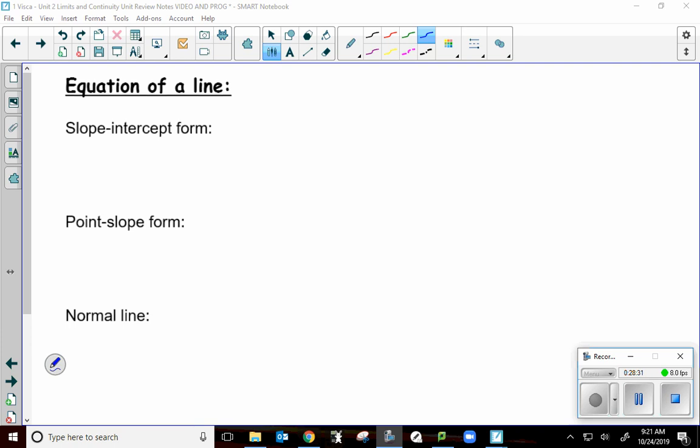Equation of a line. You will be asked to come up with an equation of a tangent line, equation of a normal line, the equation of something sort of line. Okay? We are all really, really comfortable with slope-intercept form. Y equals mx plus b. Okay, we're comfortable with that. Done it for years. Okay, and you can use that.